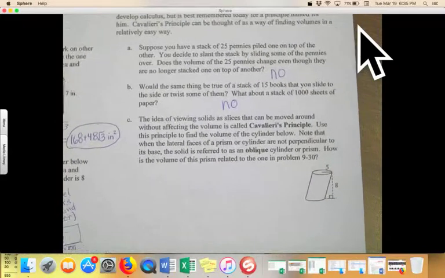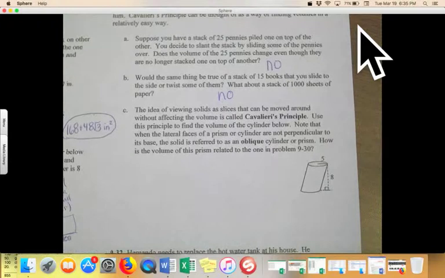So the idea of viewing solids as slices that can be moved around without affecting the volume is called Cavalieri's principle. Use this principle to find the volume of the cylinder below. Note that when the lateral faces of a prism or cylinder are not perpendicular to its base, the solid is referred to as an oblique cylinder or prism. So those of you who have already done your vocabulary, you were asking which version of oblique are we looking for? We're looking for the oblique prism.